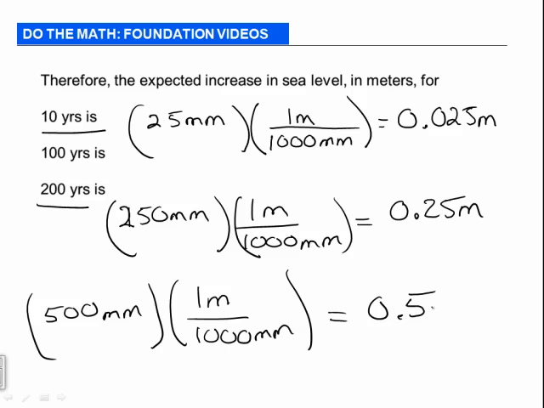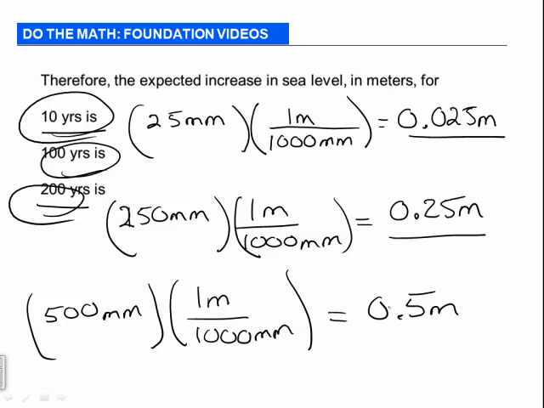0.5 meters. So, to summarize the problem, in 10 years, it's going to rise 0.025 meters. In 100 years, it'll rise 0.25 meters. And in 200 years, it'll rise 0.5 meters.